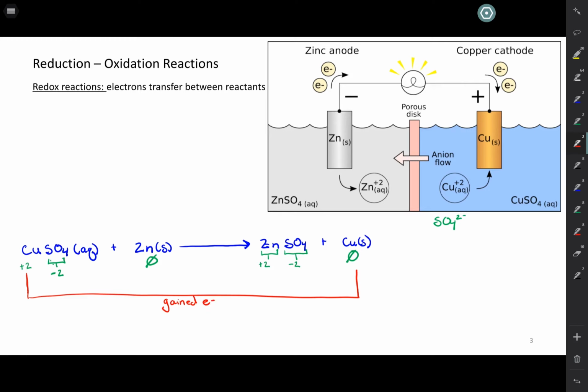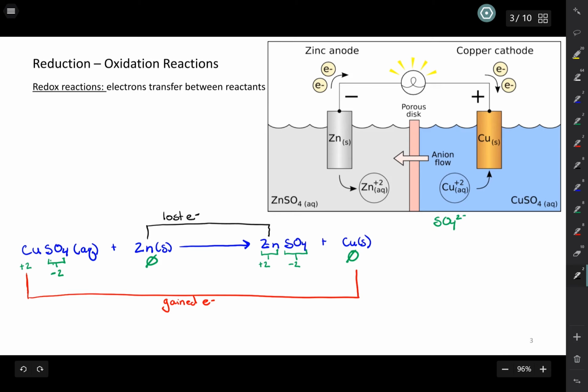If copper's gained electrons, then zinc must have lost electrons, and we can analyze zinc. We go from zinc, which started with a 0 charge and went to a +2 charge. So it became more positive. So our zinc has lost electrons.